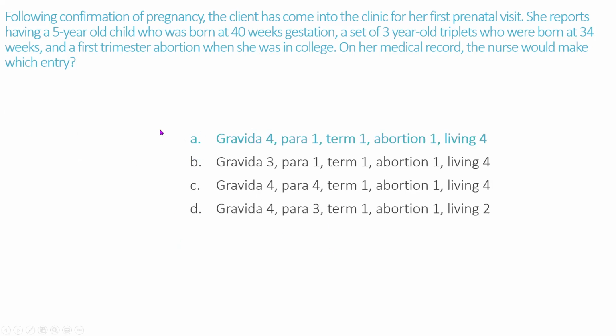Let's go into the answer. This is A: gravida 4, para 1, term 1, because it was born at 40 weeks. We have an abortion here because we do have a first trimester abortion while she was in college. And then, of course, the number of living.